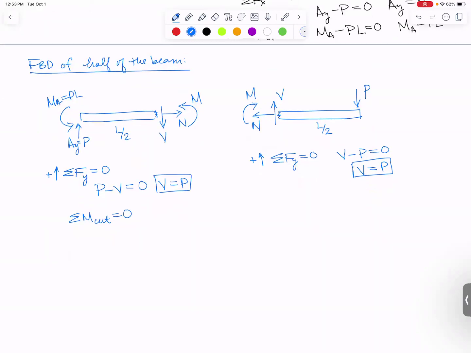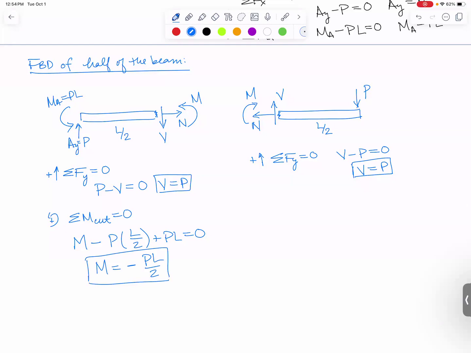So if I sum moments about the cut equals 0, and I pick counterclockwise as positive, I have my internal bending moment M that I'm trying to solve for. These other forces don't contribute. Now going the other direction, I've got P times this distance away, L over 2. So I'm going to have minus P times L over 2. And then finally, also in a positive direction, I've got plus PL. That M is minus PL over 2.